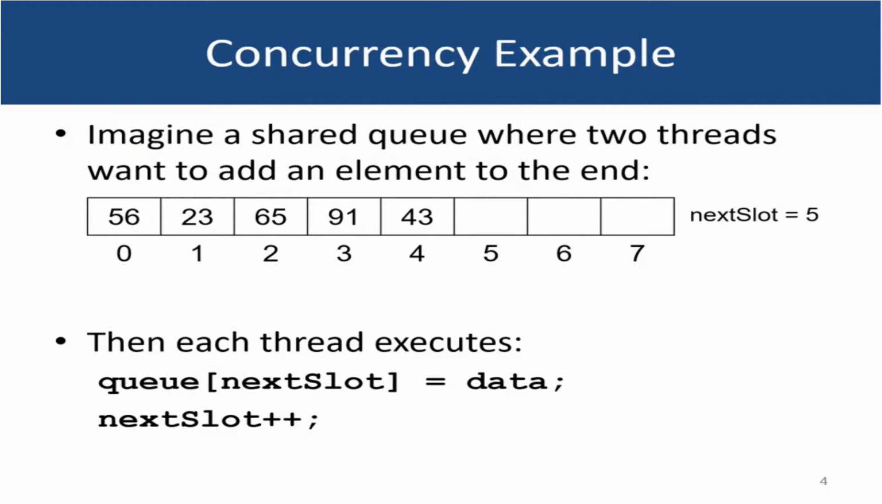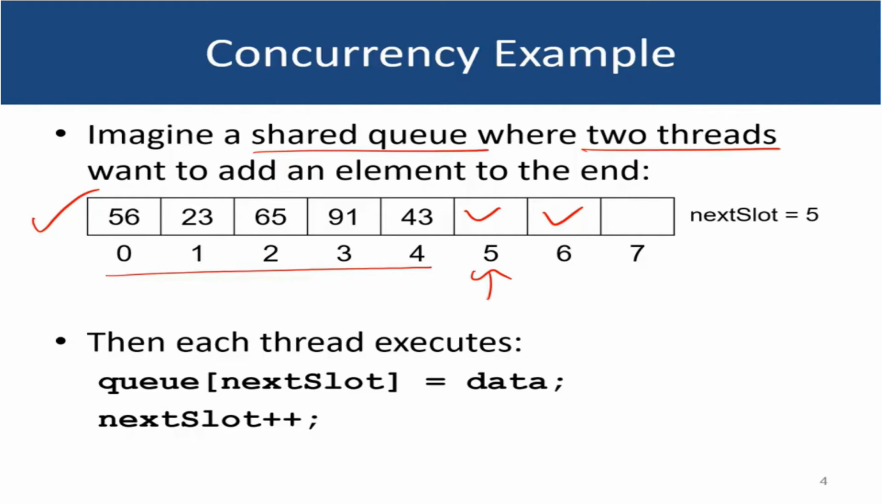Let's take an example to understand what can go wrong when multiple threads are trying to read and write concurrently from a shared data structure. Imagine that we have a shared queue as shown here, and there are two separate threads T1 and T2 that want to add an element to the end of this queue. So currently there are these 5 elements in the queue. The next available slot is at index 5. This is the 6th spot in the queue, and these two threads would like to add 2 more elements, perhaps at these 2 subsequent locations.